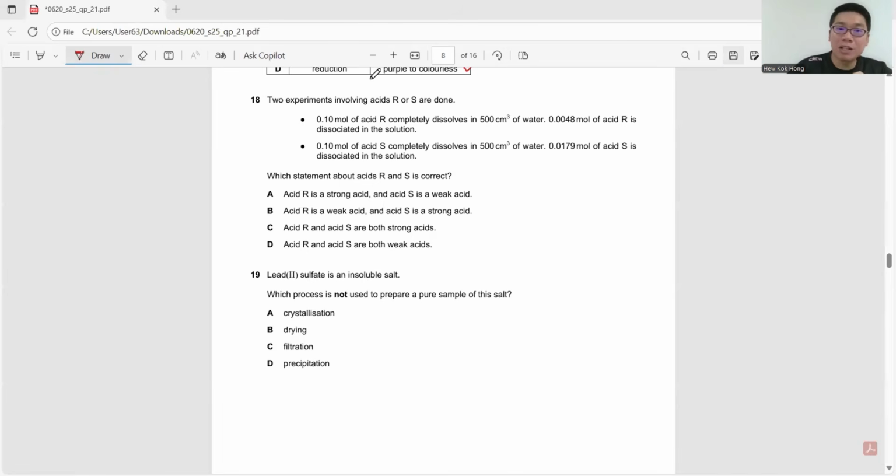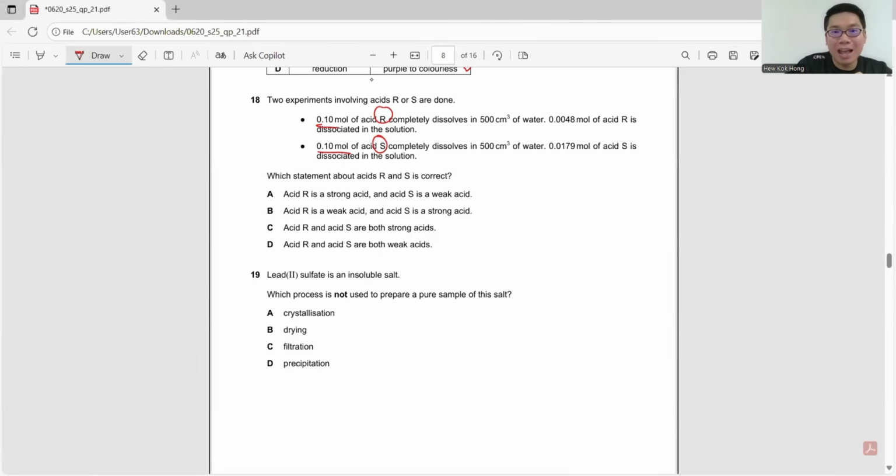18. Two experiments involving R and S are done. We have 0.1 mole of R and S dissolved completely, but only this amount of R is dissociated, and here is the number of moles of S that is dissociated. Suppose it's a strong acid: 0.1 mole would dissociate 0.1 mole of acid. But neither of them reaches 0.1, which means both of them are weak acids.